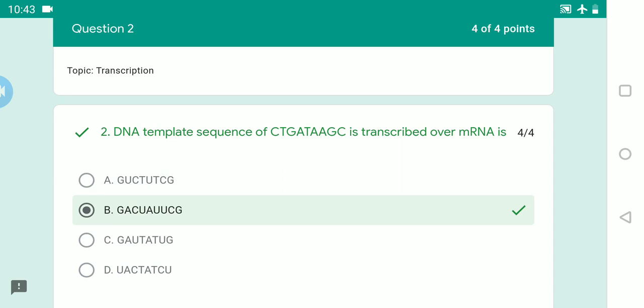Because here the messenger RNA, transcription is already completed, that's why it is transcribed. Okay, the next question.